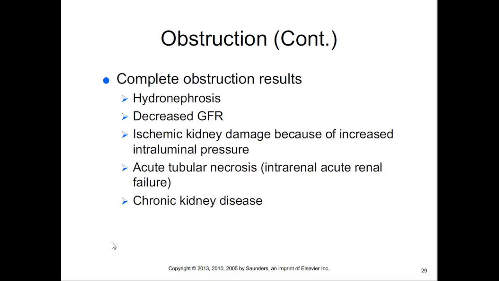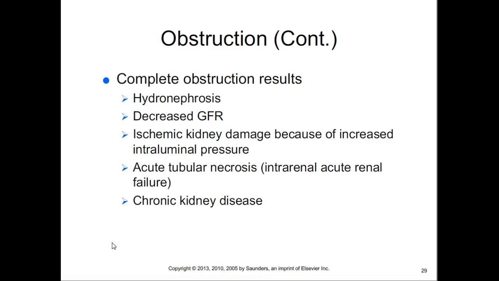All right, so complete obstruction results in what we call hydronephrosis. So the kidney basically enlarges with fluid, right? There's obviously a decreased GFR, because just like in the heart, it's sort of like an afterload, right? So if the pressure is so great because there's an obstruction, it's going to go all the way back through the nephron, and the glomerulus is not going to be able to filter. Where's everything going to go if there's an obstruction?